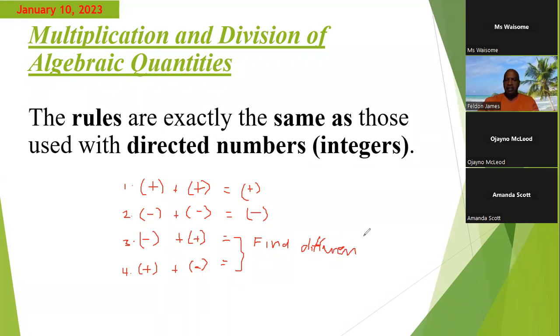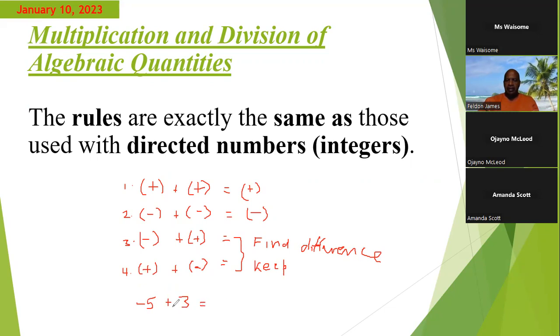And then you do what? Keep the sign of the larger number. Can you give me an example of that, Ms. Wilson? Yes, sir. I can use the same one I was giving you earlier. You have -5 plus 3. That will equal -2.